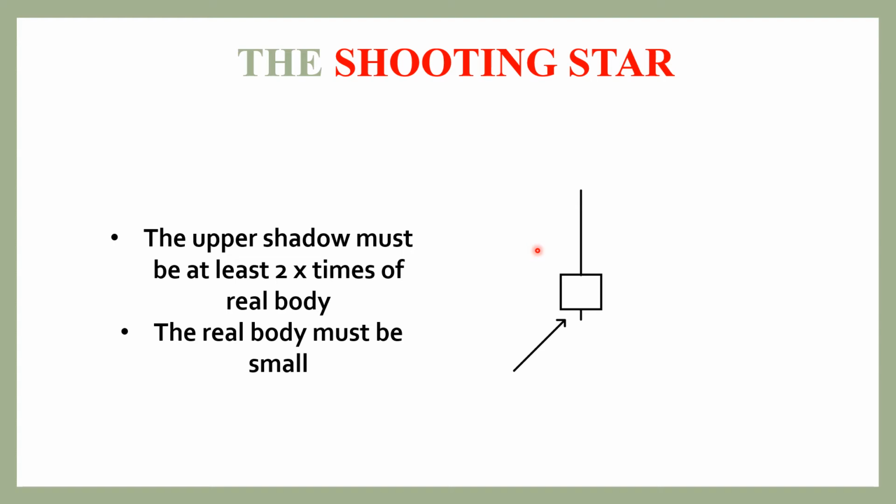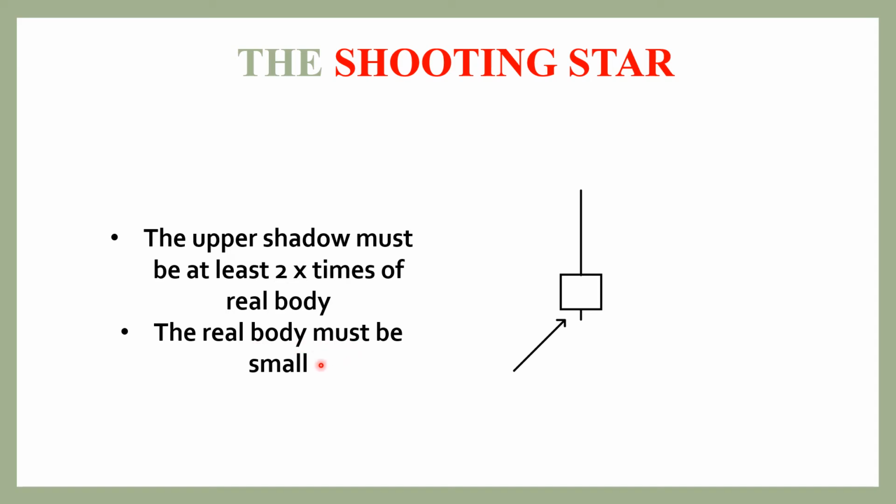Now coming to the concept. I already said this is the upper shadow, this is the lower shadow, and the box is the real body. The upper shadow must be at least 2 times the real body. Whatever upper shadow forms in a shooting star must be at least 2 times the real body, meaning this upper shadow must be 2 times or more than this real body. Hope you got it.